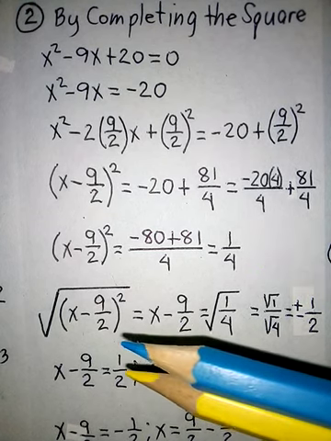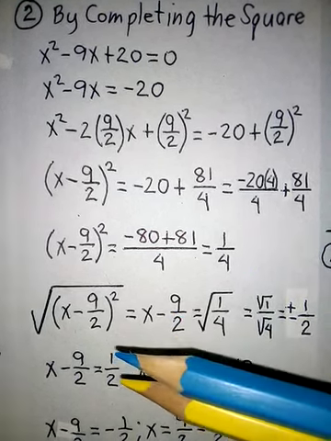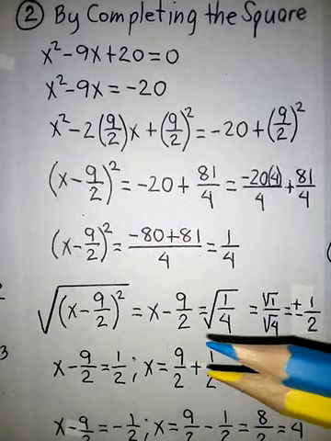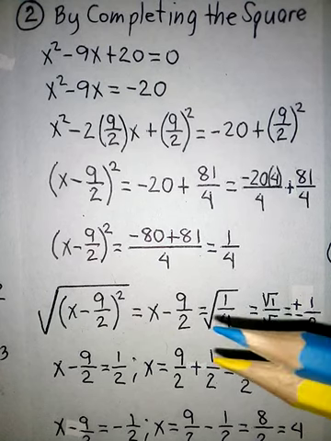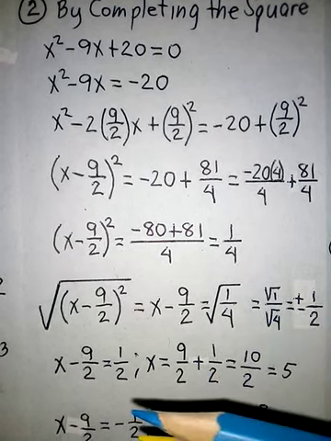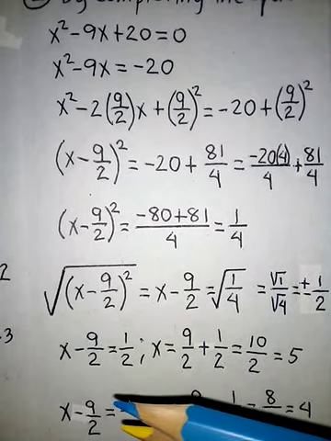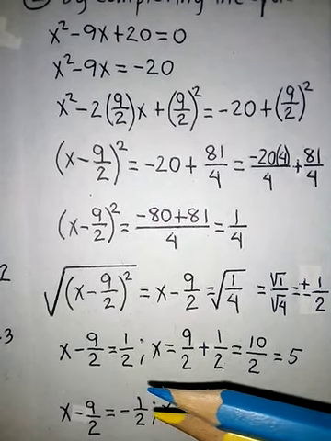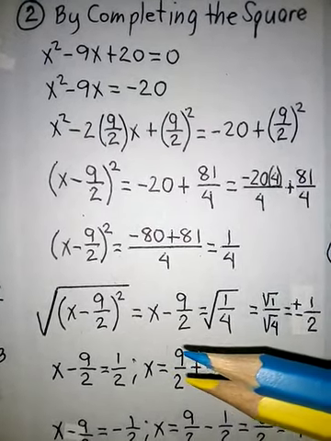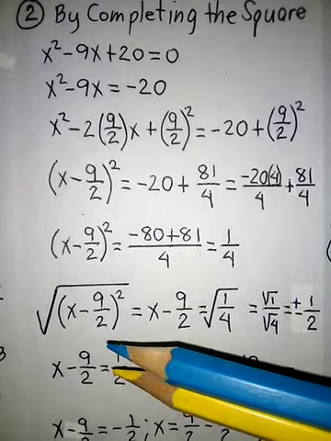So now, we have x minus 9 over 2 is equal to 1/2, and also we have x minus 9 over 2 is equal to negative 1/2. So let us first simplify this equation.